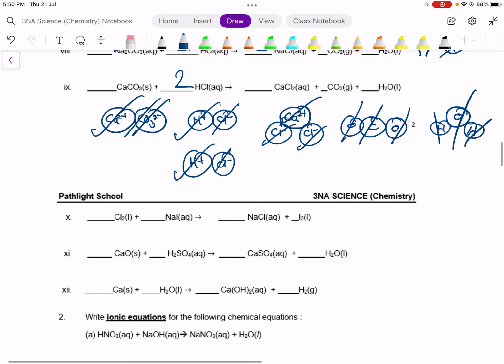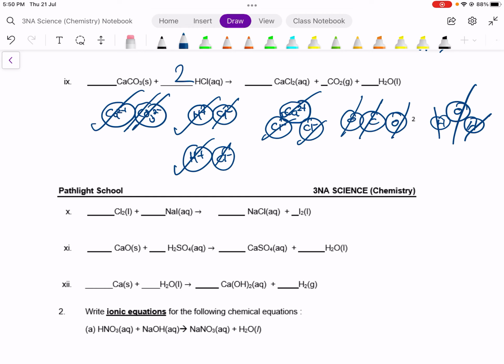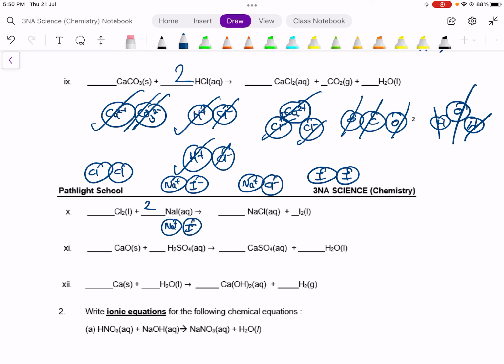Okay, last few over here. Alright, let me squeeze in this one. Chlorine, Na plus, 1 I, Na plus, 1 Cl minus, and then 2 I. So this one I need to put one more set of the I, so I have 2. Likewise, because 2 chlorine on the left, I got to put one more set of this. Okay, then it's balanced.